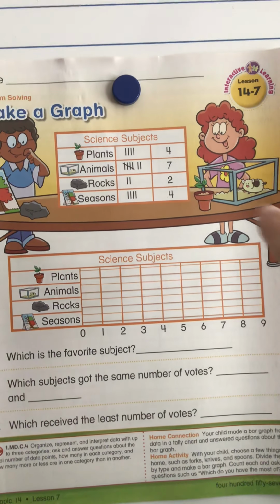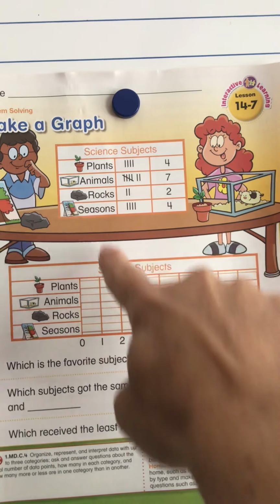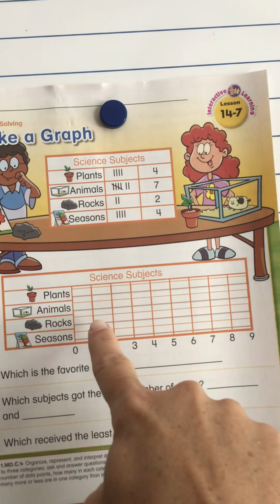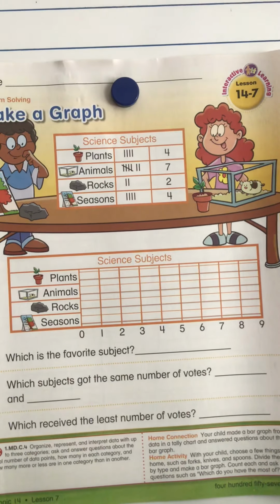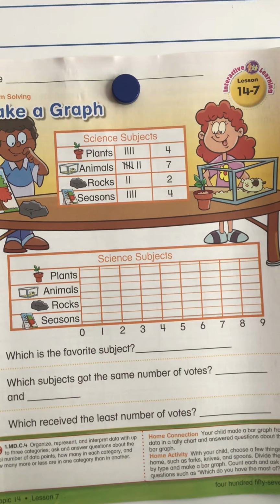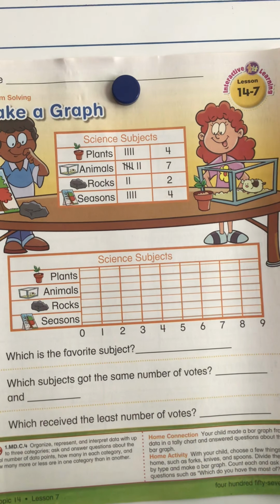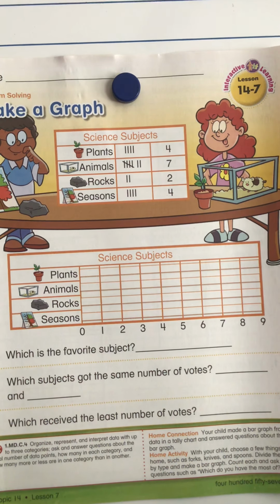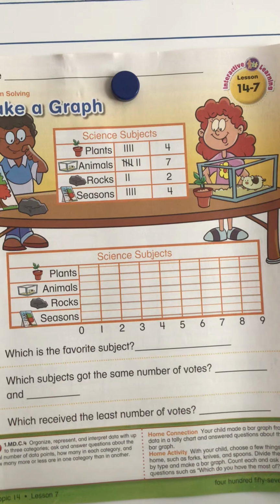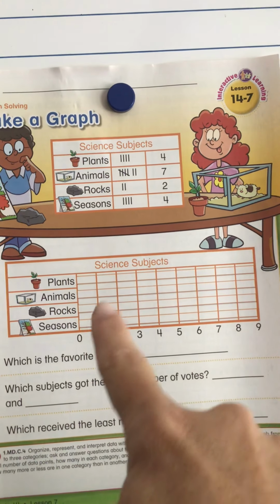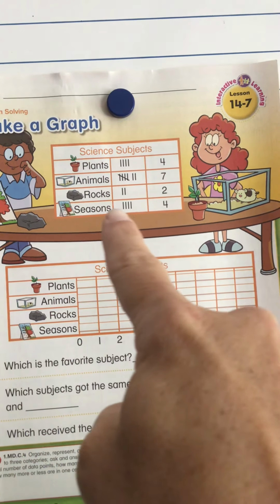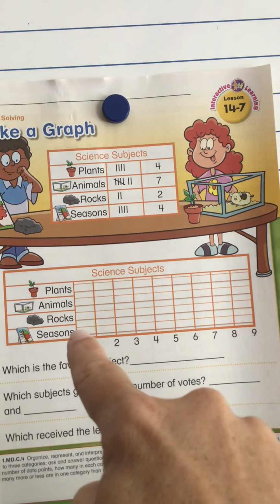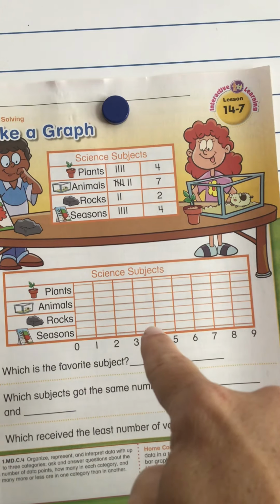Then we're going to look at rocks. 2 people chose rocks as their favorite, so pick a different color for rocks and color in 1, 2, 2 boxes for rocks on our chart or on our graph. And for seasons, pick your last color, and we're going to fill in 4 boxes on the graph because 4 people chose seasons as their favorite. 1, 2, 3, 4.